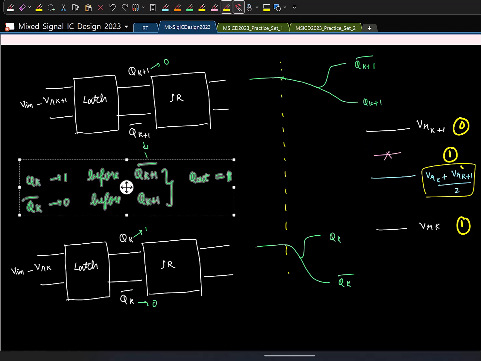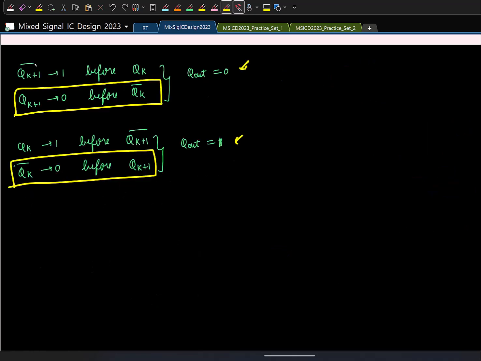That's all. And that translates to this. I can either look at Qk plus 1 and Qk bar, or these two. I'm just looking at the first option. So now tell me, I just need to come up with a way to detect which of these two is going to 0 before. Now it's mostly a digital problem, because you just want to see which of the two signals goes to a logic 0 quicker.